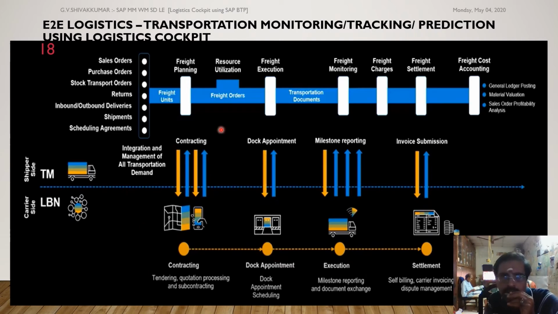Okay, these are the differentiations I have tried to give. I hope it is well understood how the supplier side and carrier side are integrated in transportation management, integrated with the cost estimate, supplier or freight cost accounting.